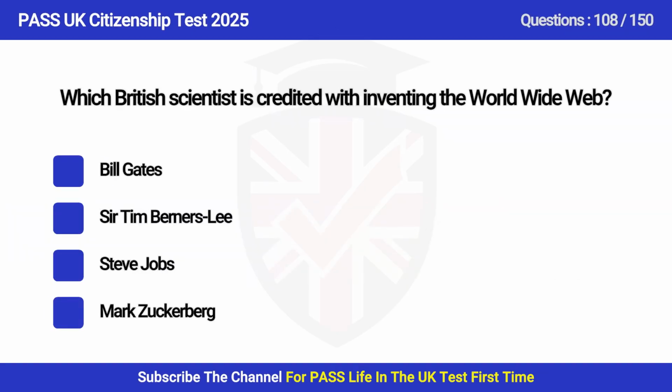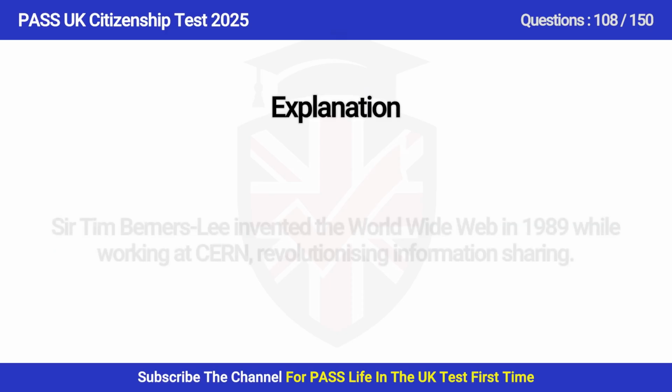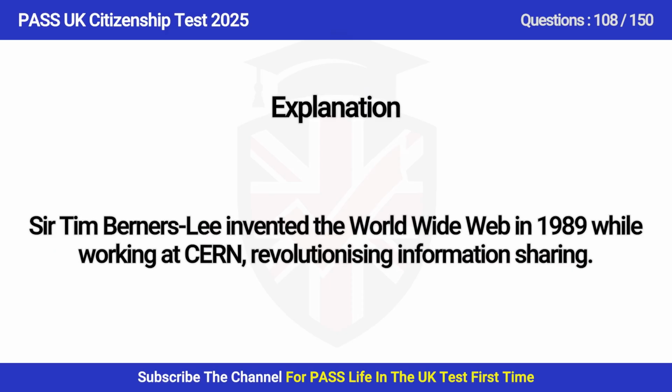Which British scientist is credited with inventing the World Wide Web? A. Bill Gates, B. Sir Tim, C. Steve Jobs, D. Mark. Answer is B. Sir Tim. Sir Tim invented the World Wide Web in 1989 while working at CERN, revolutionizing information sharing.